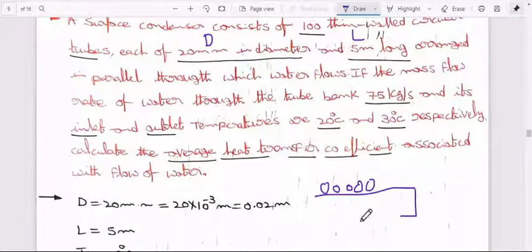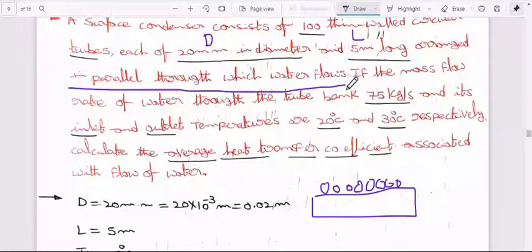So here this is the surface and there are 100 tubes arranged in a parallel way like this, through which water flows. So the fluid is water. If the mass flow rate of the water through the tubes is 75 kg per second, and its inlet and outlet temperatures are Ti equal to 20 and To equal to 30 respectively, calculate the average heat transfer coefficient associated with flow of water.